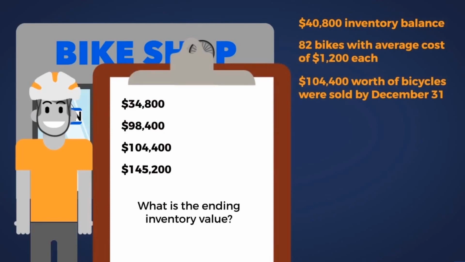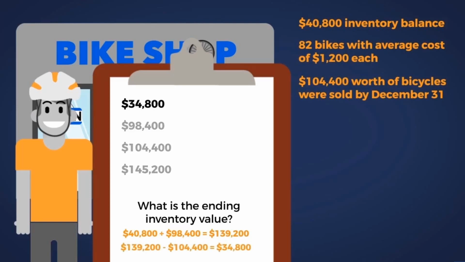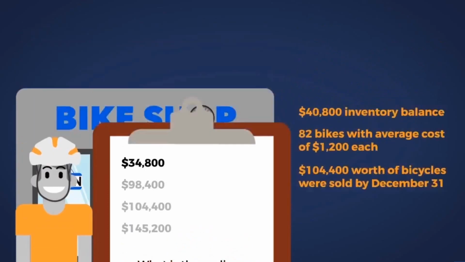To determine the ending inventory value, we first need to determine the total inventory value. Xander started with $40,800. He added 82 bikes at an average of $1,200 each for a total of $98,400. Add that to our beginning inventory value for a total inventory value of $139,200. Subtract the inventory sold, $104,400, and we get $34,800 as the ending inventory value.